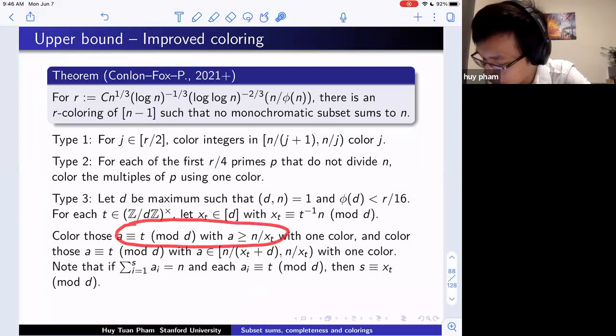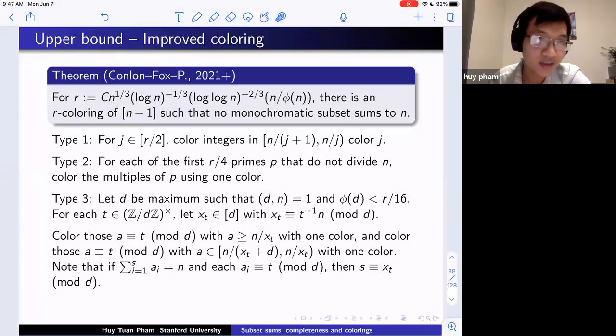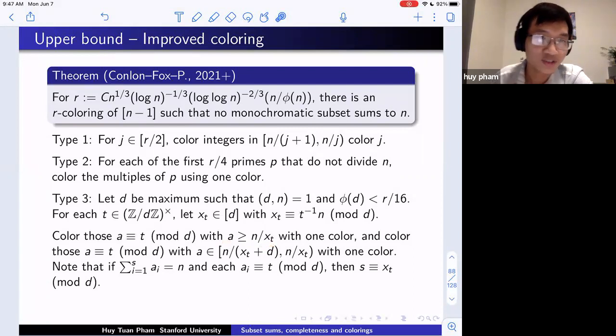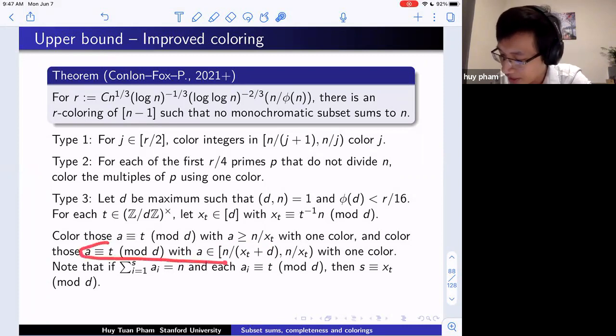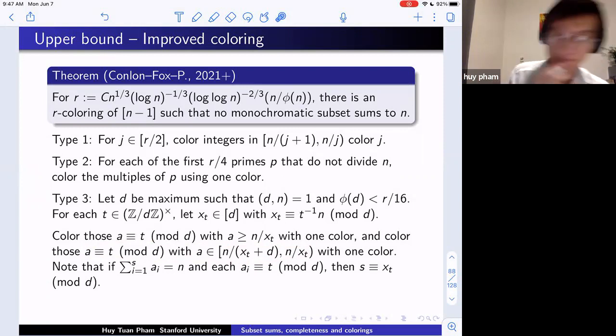This color class contains elements that are all congruent to t mod d, and they have size at least n over x_t. If we apply this, we see that if we have a sum of elements in that color class which is equal to n, then we must use either x_t terms or x_t plus d or more terms. And if we use x_t terms, then we already exceed n. So we cannot represent n as a sum of that color class. And by similar reasoning, we can see that n is not a subset sum of elements in this color class. Okay, so the type 3 color classes also avoid n as a subset sum.